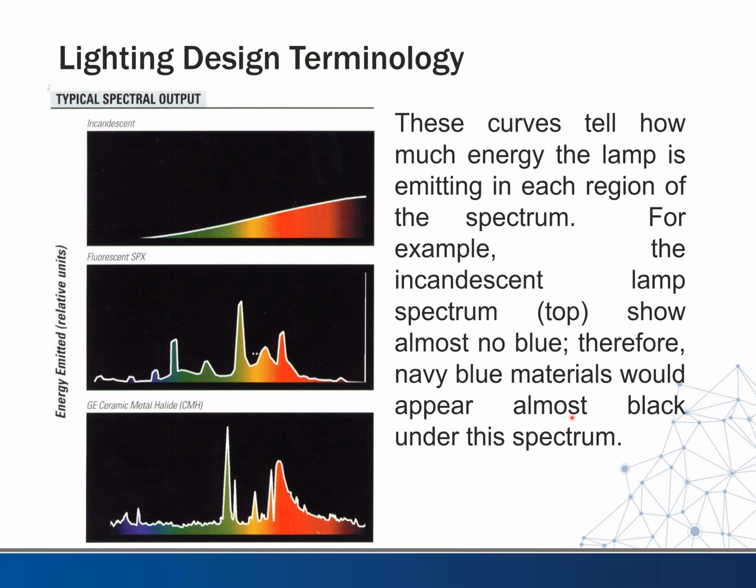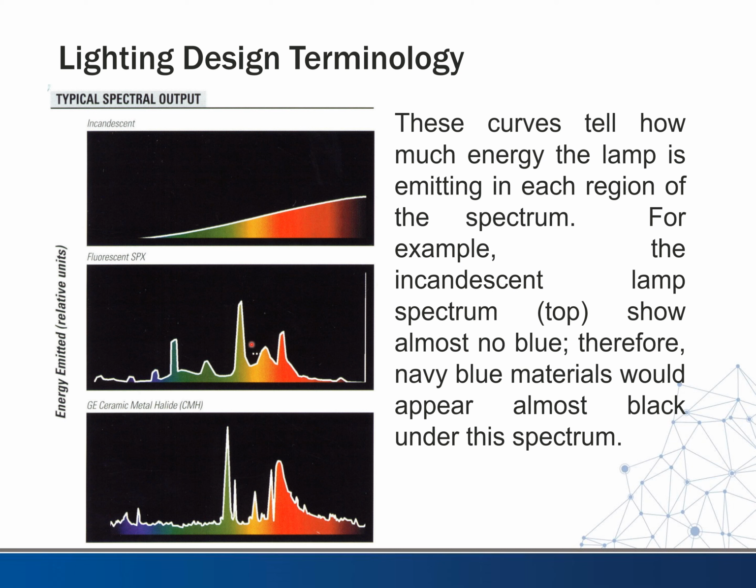These curves tell how much energy the lamp is emitting in each region of the spectrum. For example, the incandescent lamp spectrum, the top one, shows almost no blue colors. What we see is the light reflected from a target, so if your target had a lot of blue in it and you illuminated it with this bulb, you're going to have trouble recognizing the blue. It's probably going to come back more of a gray color.